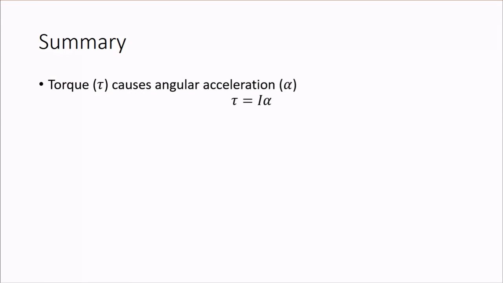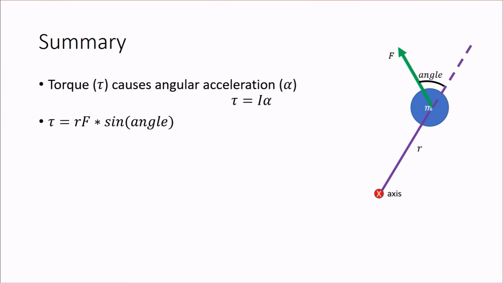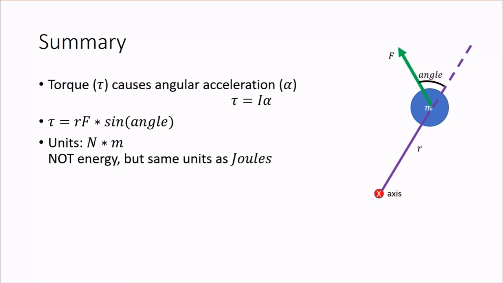Let's summarize what we've learned. Torque is a quantity that causes angular acceleration. It is related to the force on an object according to this formula, where r is the distance between the axis and the place where force is applied, and angle is the angle shown in the diagram. The units of torque are Newton times meter, which looks the same as the units of energy, even though torque is not a form of energy. And that's it.